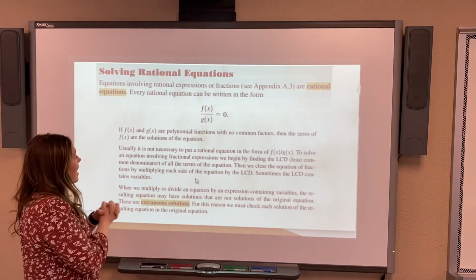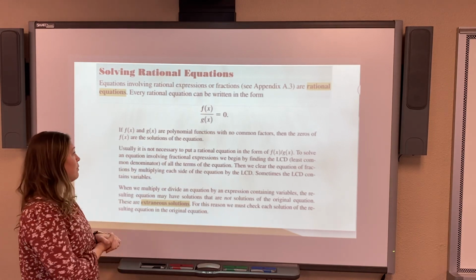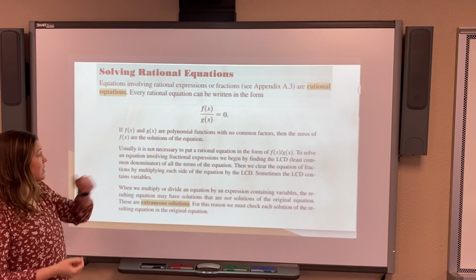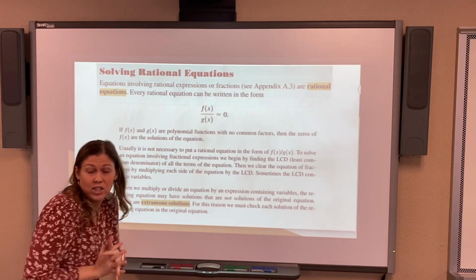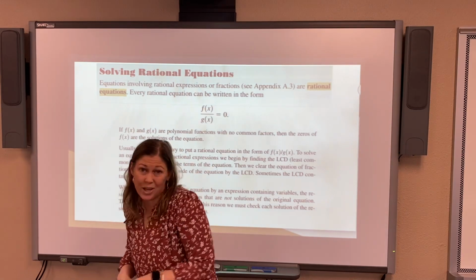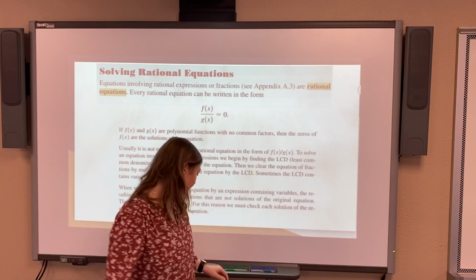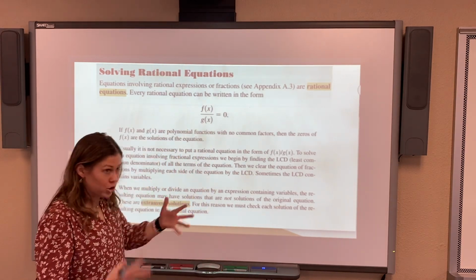We have equations where, if we have f of x and g of x and they don't have any common factors, then the zeros of the function f of x are the solutions of the equation. We're going to have fractions, and basically we're going to have to get rid of these fractions in order to solve for x. So we want to get rid of g of x.